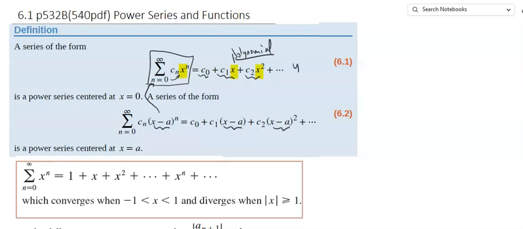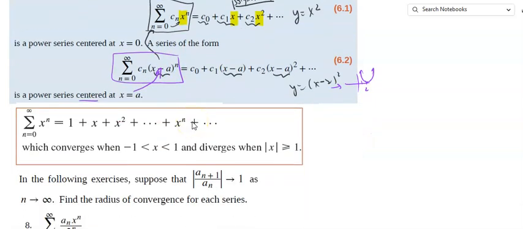And this is the same as that, except you're shifting everything by a. This is like me saying this is y equals x squared, and this is like y equals (x minus 2) squared. Just shifting, nothing more. And we say this series is centered at a, just like we say this parabola is shifted 2 units to the right, or centered at 2 as well. All right, and that's the idea of this.